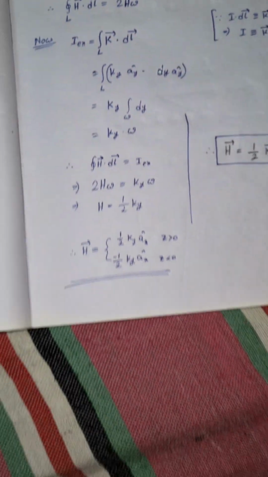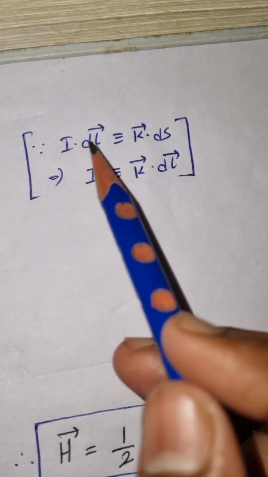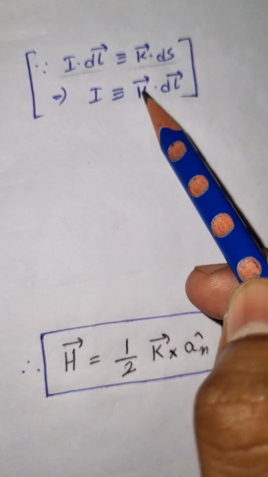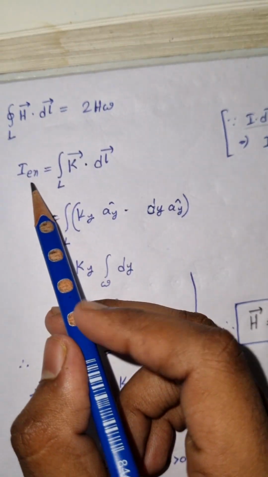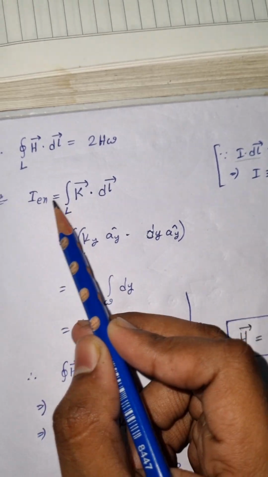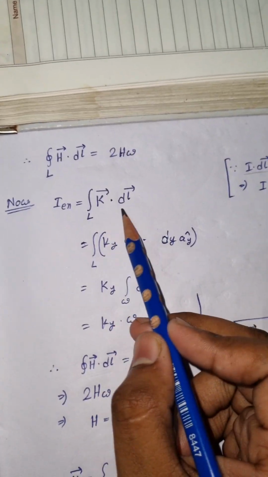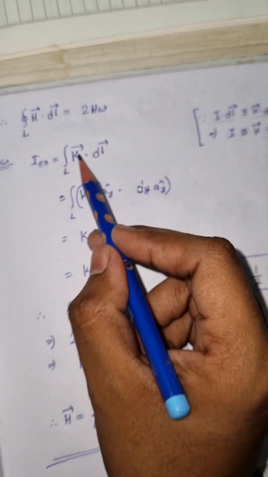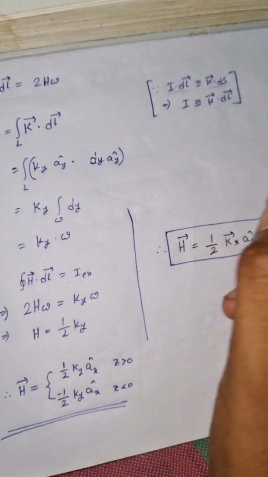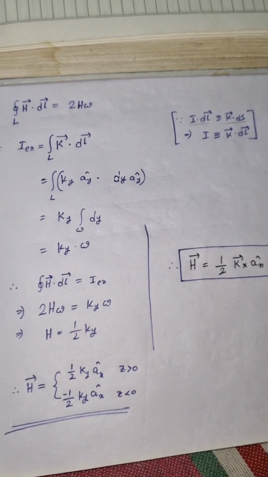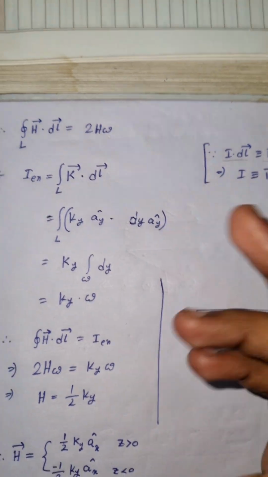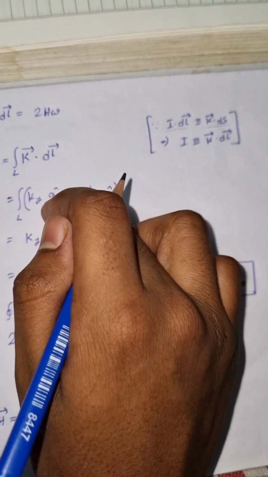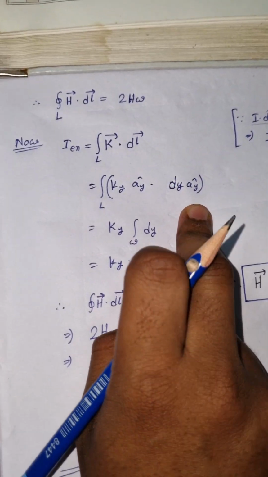Now we have to find the current enclosed. In the previous one I told you we are talking about current elements, and I dot dl is equivalent to K dot dl. So I enclosed, the current enclosed total, is equal to this over the path L. Now we know that dl is dx ax cap plus dy ay cap plus dz az cap. I only took dy ay cap because the other components will be 0 anyway, because we are dot producting with ay cap, so only the ay cap component will contribute.